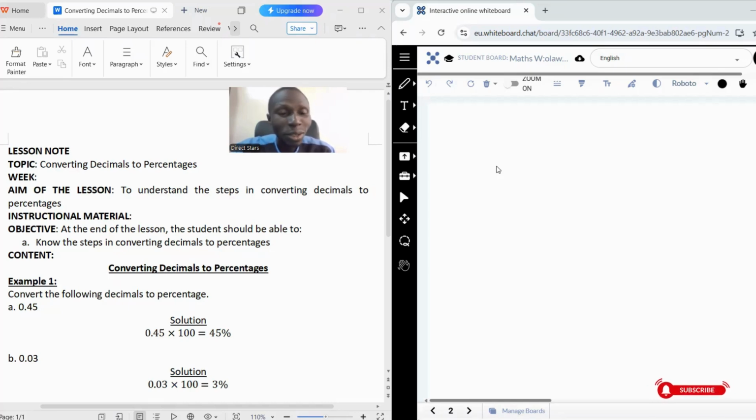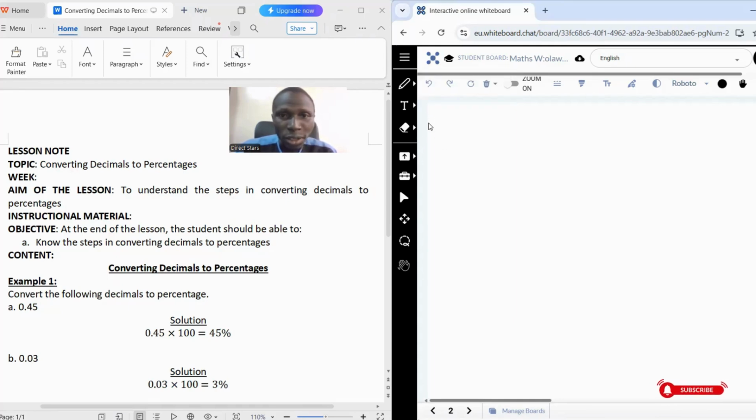In our mathematics class today, we're looking at converting decimals to percentages. The aim of the lesson is to understand the steps in converting decimals to percentages. The objective is that at the end of the lesson, you'll be able to know how to convert decimals to percentages and also how to convert percentages to decimals. So we're looking at some examples here.